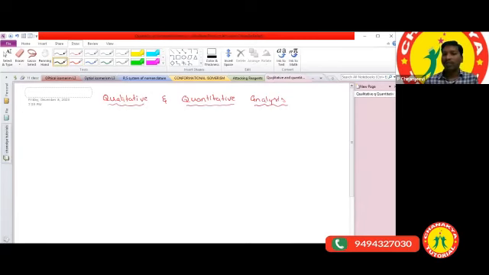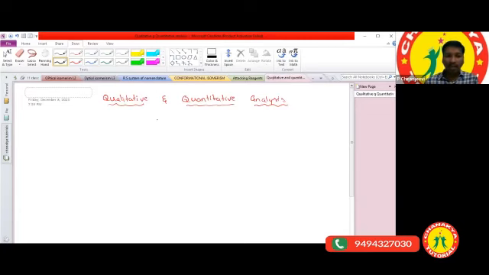First of all, we'll see what is meant by qualitative analysis. Qualitative analysis is the detection of the elements which are present in a given organic compound. That is called qualitative analysis.